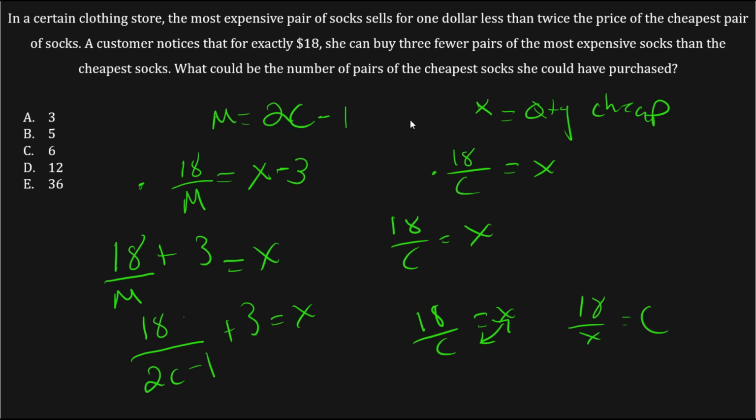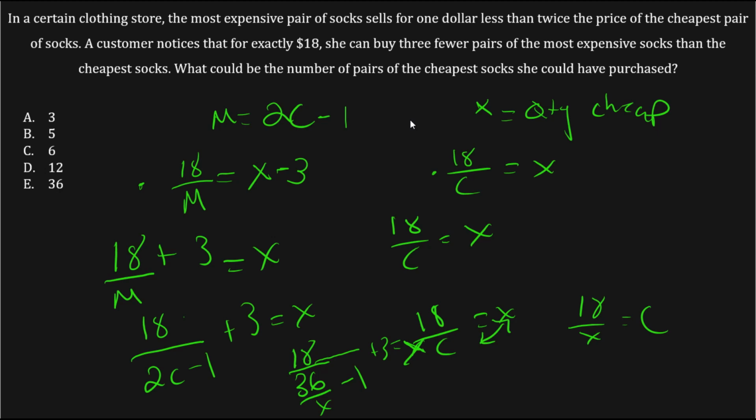And now we can plug in values for x, right? Because now there's only one variable in this one. So let me just rewrite that one last time. 18 over 2c, so 2 times 18 is 36 over x minus 1. All that plus 3 is equal to x. Oh boy. This is so messy. Sorry about that.